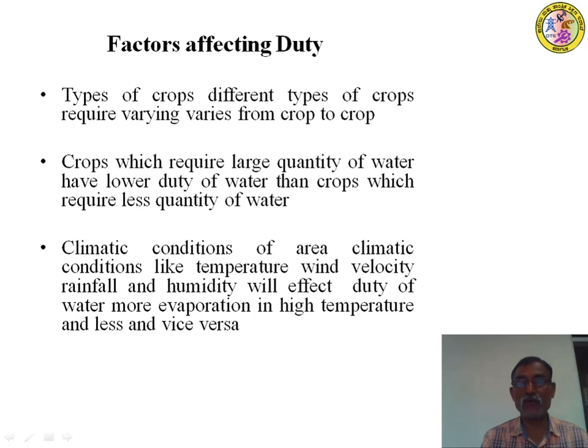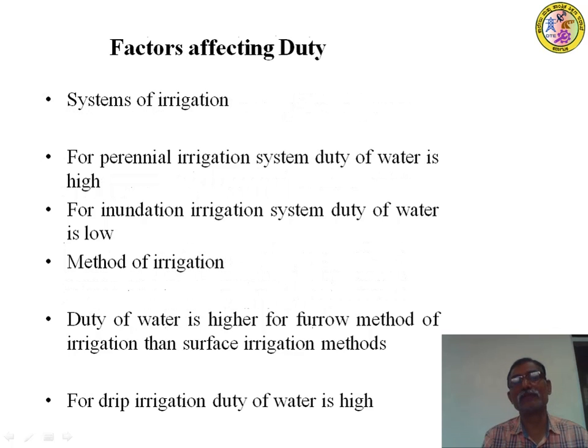Duty of water is higher for the furrow method of irrigation than for surface irrigation methods. If the furrow method is used, you are supplying the water directly to the root zone, so more and more water is consumed by the plants, right? So duty is more. If direct flooding is there, more and more water has to be supplied to the plant in order to spread over the entire area. Out of that entire area, some of the water may be lost. That's why the duty is less. For drip irrigation, duty of water is high.